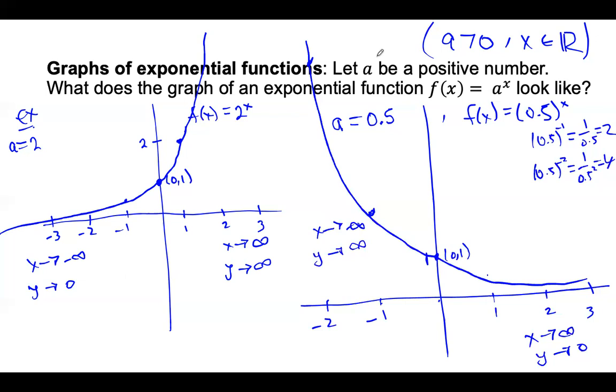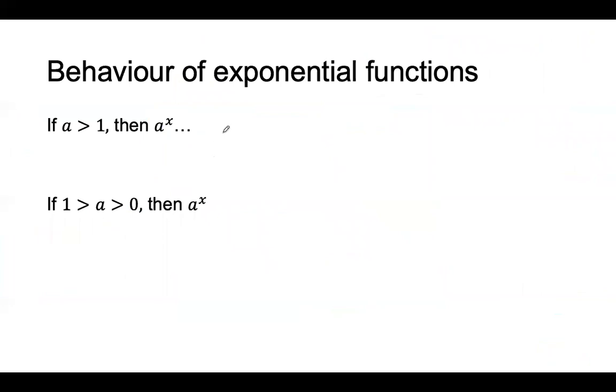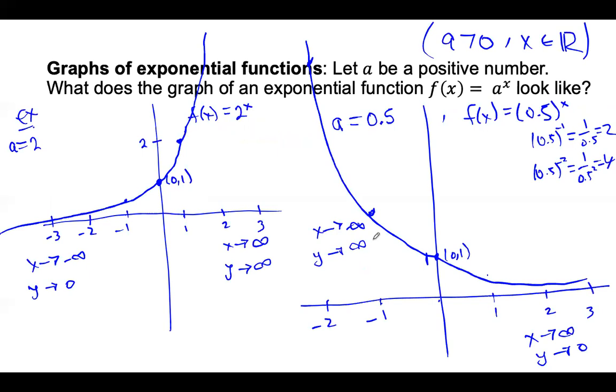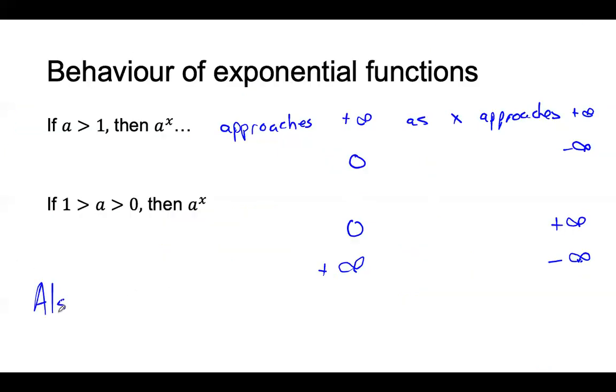I'll just finish this example, just to summarize it. So this approaches positive infinity as x approaches positive infinity. This approaches 0 as x goes to negative infinity. If a is between 1 and 0, we see that this approaches 0 as x goes to positive infinity. This approaches infinity as x goes to negative infinity. And we noticed something, that both of the graphs went through this point (0, 1). So I'll just write this out and then we'll conclude.